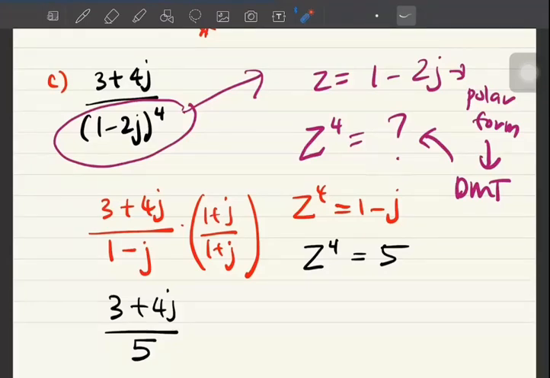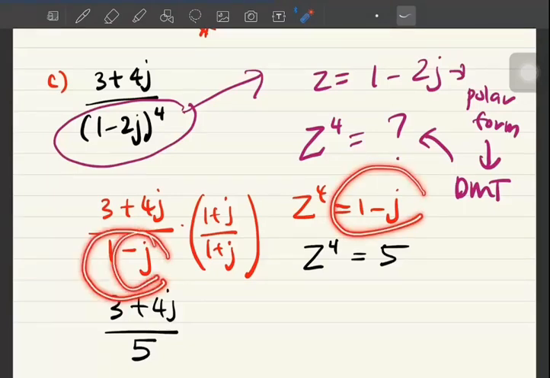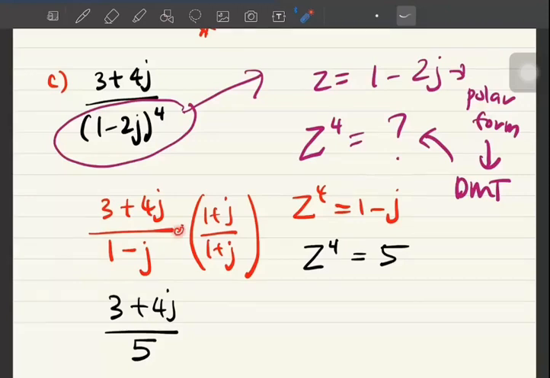Faham? So saya nak tekankan kat sini, bila you buat, kalau you masih dapat bawah ni complex number yang ada J, yang ada imaginary, so you kena buat something to get rid of that J. So kena darabkan dengan the conjugate of denominator. Okay, kalau tak, so that will be your last answer.